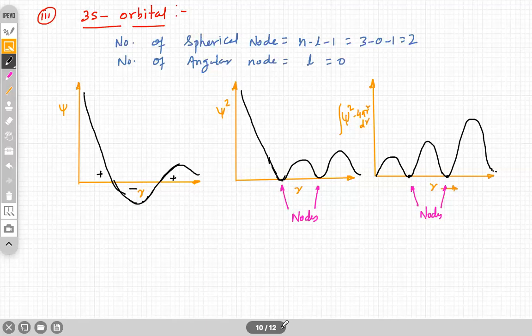Himanshu, which s orbital you are talking about? Yes, here I have done this. It means that we have a spherical surface at this distance, where there is no electron present.